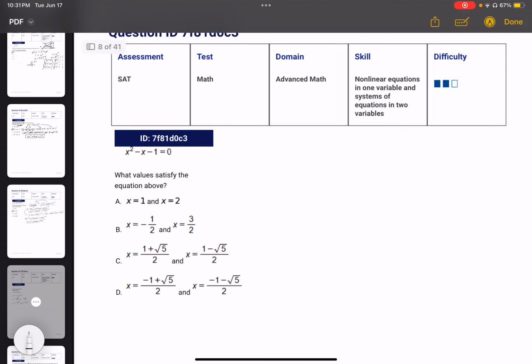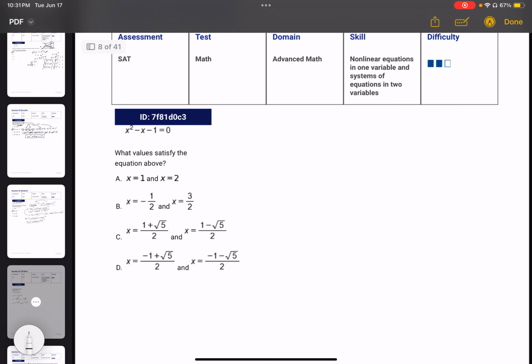Looking at our next problem, looking at this straight away, based off the answer choices, I know we're going to have to use the quadratic formula. Whenever it has a square root and one of them is a plus, one of them is a minus, almost always you're going to have to use this formula. First, let's check if we can factor it without it. So x squared minus x minus 1 is equal to 0.